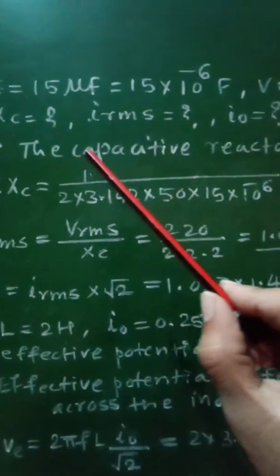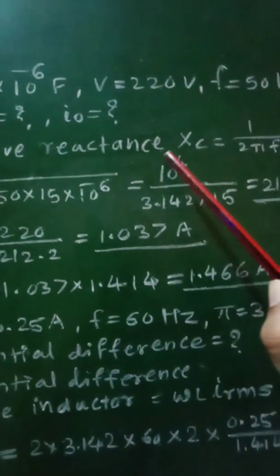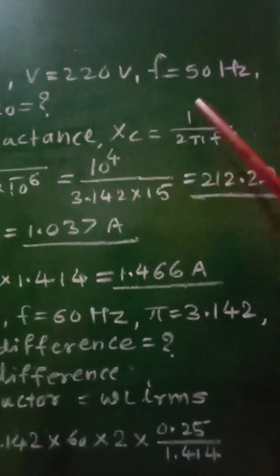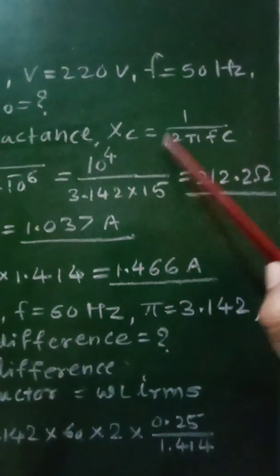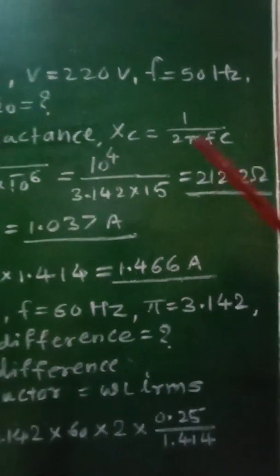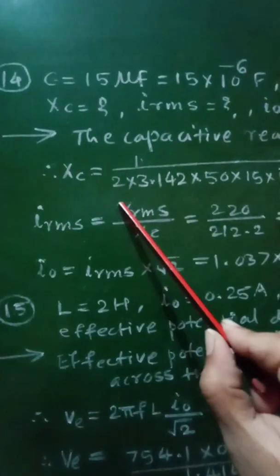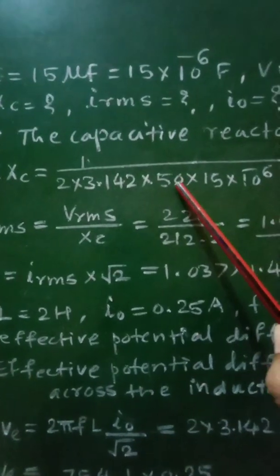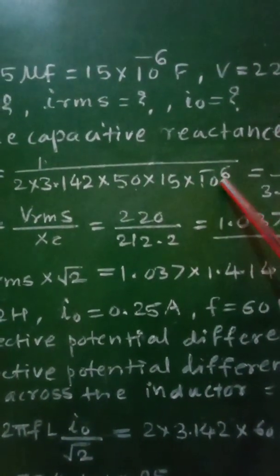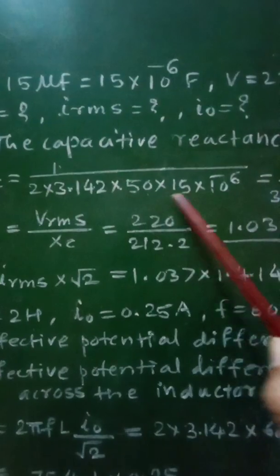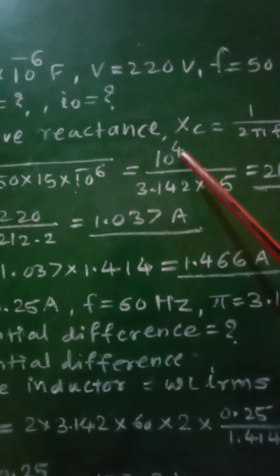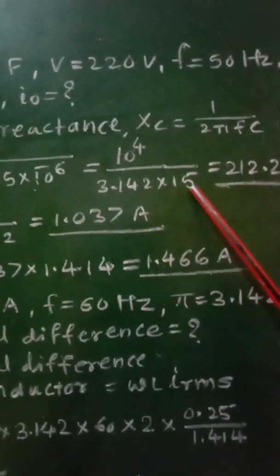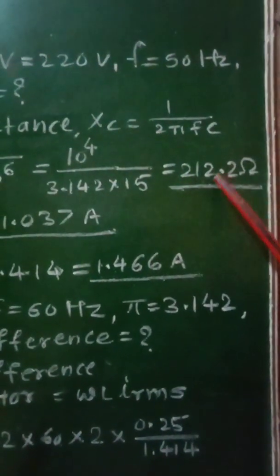So first of all, let us see the capacitive reactance. The capacitive reactance Xc is equal to 1 upon 2 pi f C. Putting the values, we will get Xc is equal to 1 upon 2 into 3.142 into 50 into 15 into 10 raised to minus 6. So putting these values, we will get here 10 raised to 4 upon 3.142 into 15, which comes out to be 212.2 ohm.